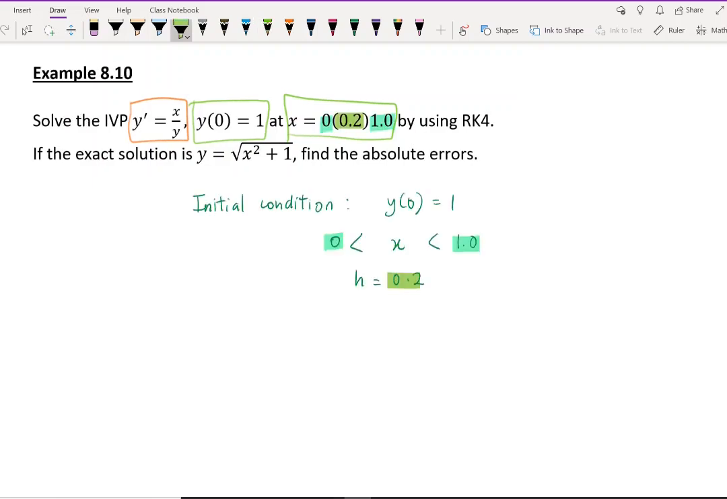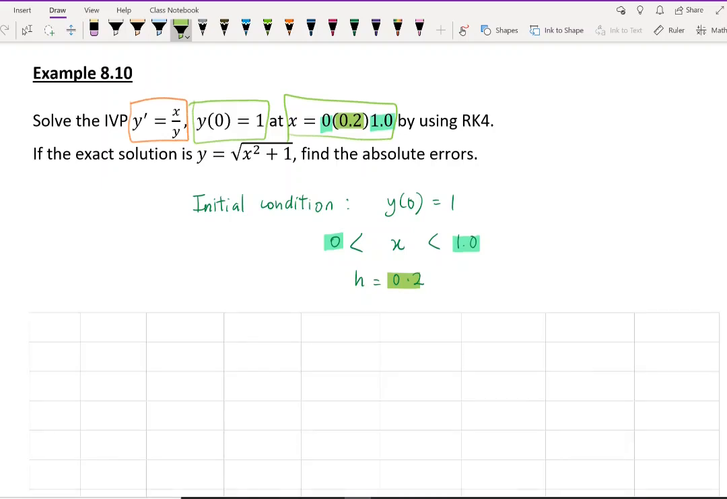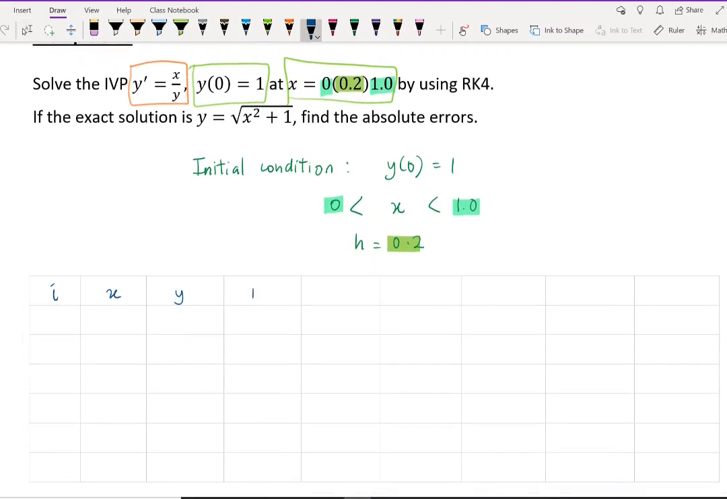Then we start our approximations by preparing a table like this. We have 9 columns in the table, consisting of firstly the value of i, then x, y. Then we have K1, K2, K3 and K4, which are the corrector steps. Then you have the exact value at the second last column, and the error. Then fill up the first and second columns based on the initial values given.